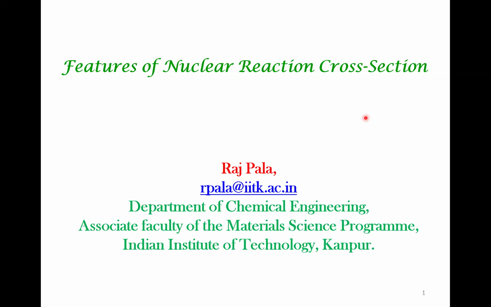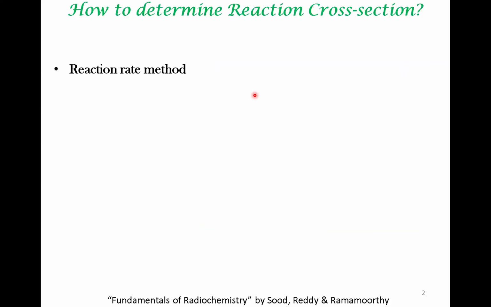Welcome back. In the previous lecture, we had introduced the notion of reaction cross-section in the context of nuclear reaction. In this lecture, we'll continue our discussion and introduce certain other features of nuclear reaction cross-section. There are two common ways of measuring the nuclear reaction cross-section. They are the reaction rate method and the beam attenuation method.